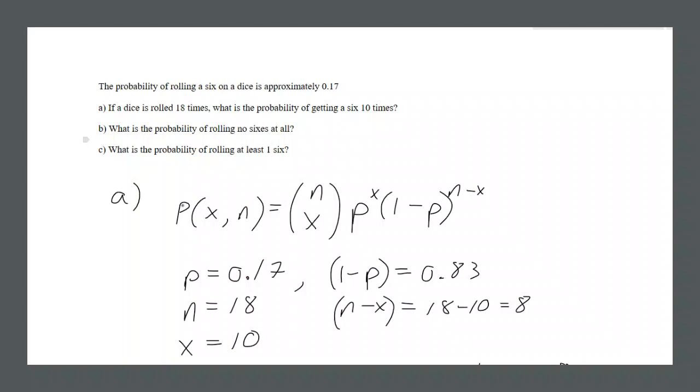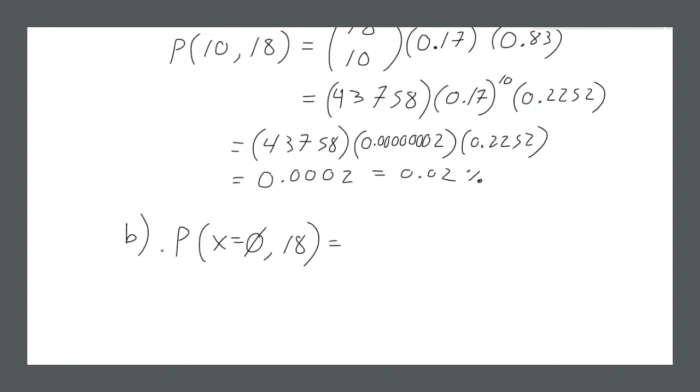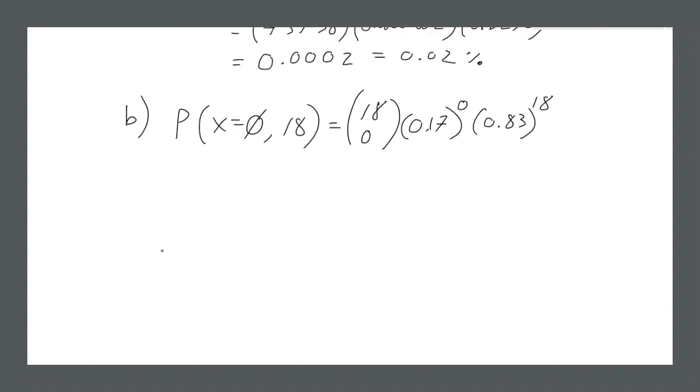Now part B asks, what's the probability of rolling no sixes at all? So that means 0 successes. So that's going to be the probability of no successes given 18 trials. So we're going to have 18 choose 0. The probability of success to the power 0 multiplied by the probability of failure to the power of 18, because we have 18 failures. So 18 choose 0 is 1.